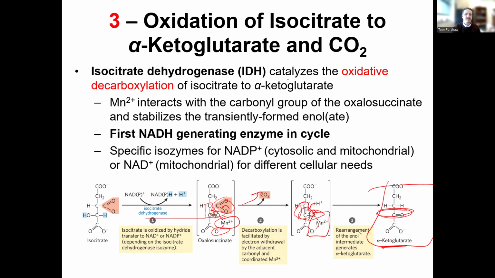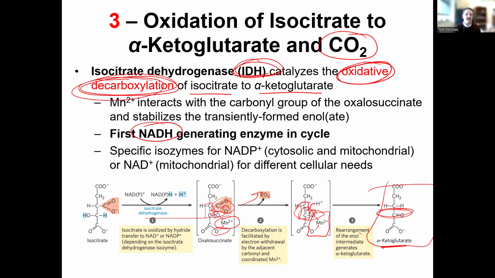So step 3: isocitrate to alpha ketoglutarate, generating CO2, generating NADH, because it is an oxidative decarboxylation. The enzyme is IDH. Those are the key, major things. You have this manganese cofactor as well, which helps lower the activation energy by acting as a counterion. These are some key points, but I'm not going to test too hard on this enzyme.